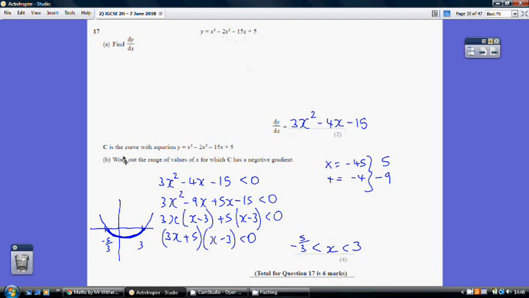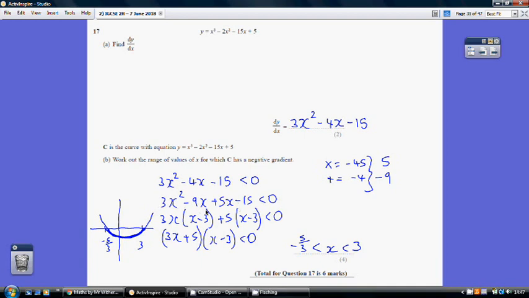Now for part B, work out the range of values of x for which c has a negative gradient. So this has a negative gradient where the differential is less than 0. So set 3x squared minus 4x minus 15 to being less than 0. Now this factorizes, so two magic numbers that multiply to be the 3 times the minus 15, which is minus 45, yet add to be the minus 4, so that's 5 and minus 9. So breaking down this middle term, I get 3x squared minus 9x plus 5x minus 15 being less than 0.